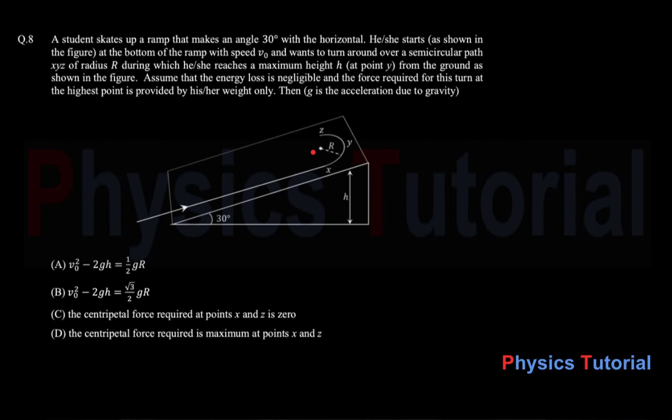From conservation of energy also, you can use this among A and B options. And as the gravitational force is not providing centripetal force at x and z, maximum force is applied on x and z for circular motion. So here we can say D option will be correct. The centripetal force required is maximum at points x and z. So D option will be there from this among C and D.